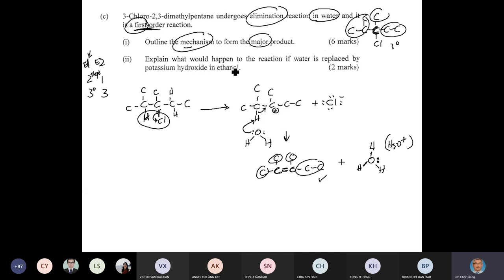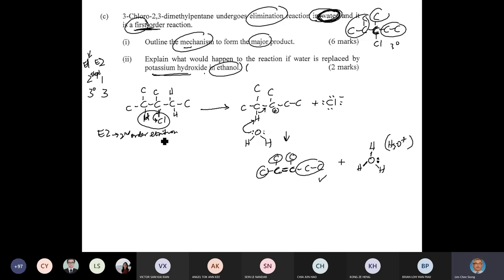Okay, explain what will happen to the reaction if water is replaced by potassium hydroxide in ethanol. What are you going to do? So you have to understand which part matters, because you're having potassium hydroxide in ethanol. This was water only, but now you have potassium, that means this one is even stronger and even faster. Why even faster? Because it's already under E2. Remember, E2 refers to the second order elimination.